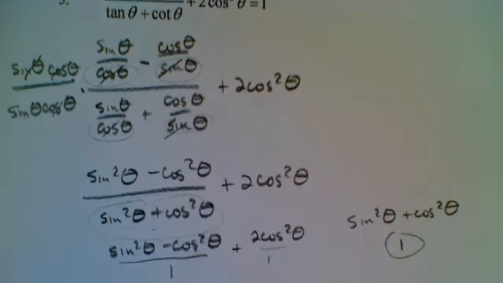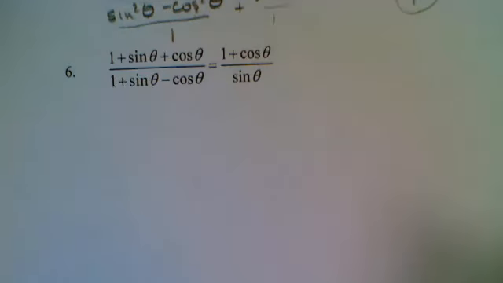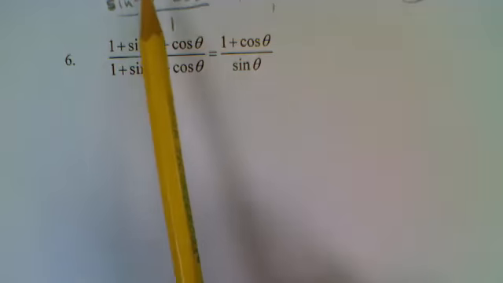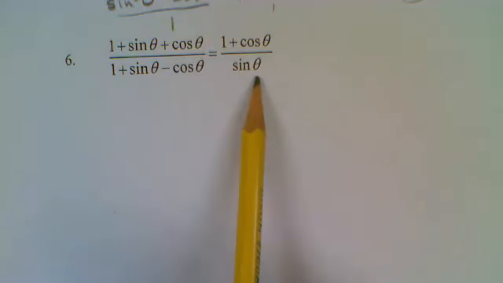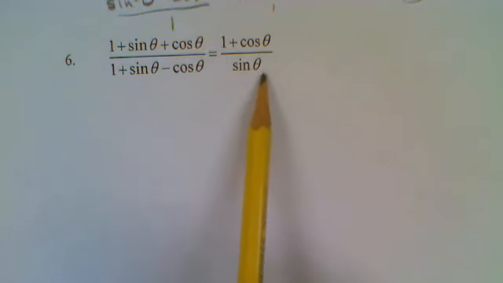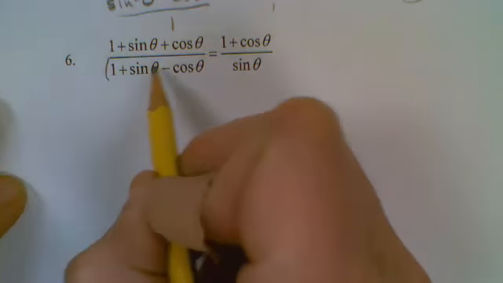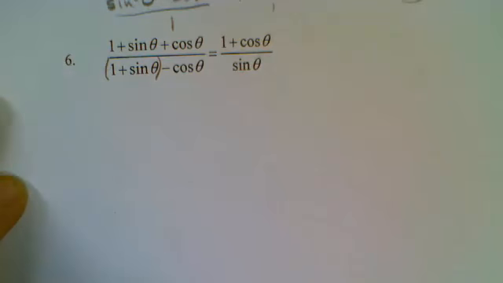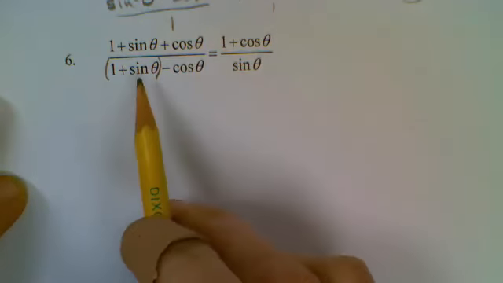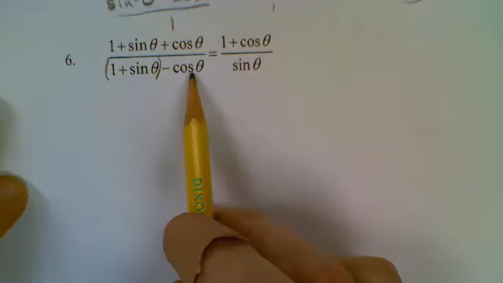Number 6, though, is going to be a little bit harder, I think. It's like the one I did the other day in class, where we've got these 3 terms on top and 3 terms on bottom, and we want to get to a single term on the bottom. So we need to group these somehow. I probably would group it like this and say it's 1 plus sine minus cosine. I would think of this as my A and that is my B.